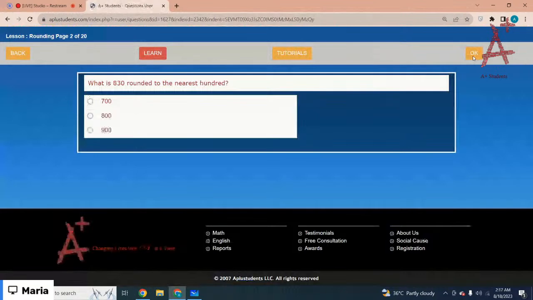What is 830 rounded to the nearest 100? Which is the correct option? 830 is rounded off to 800. You have to round on the same 100, not 700. It would be rounded off to 800. The correct option is 800.